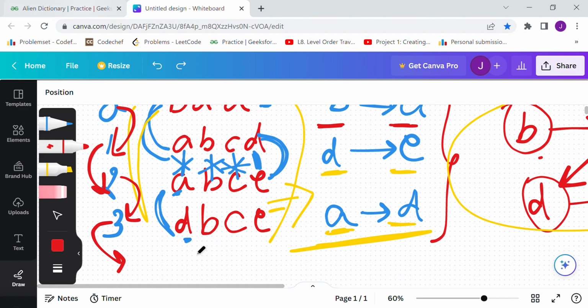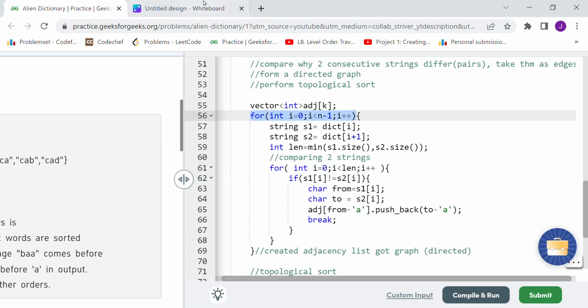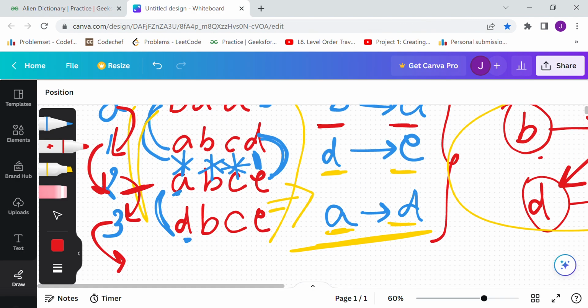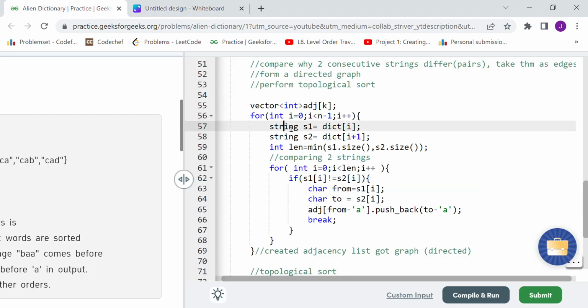That is why we are doing it till 2, or we can say till n minus 1, less than n minus 1, right? Because this one is n minus 1 and this one is n minus 2, and since we are doing it less than n minus 1, that means it's equal to n minus 2, right? I hope you got it. Then we are storing the strings.